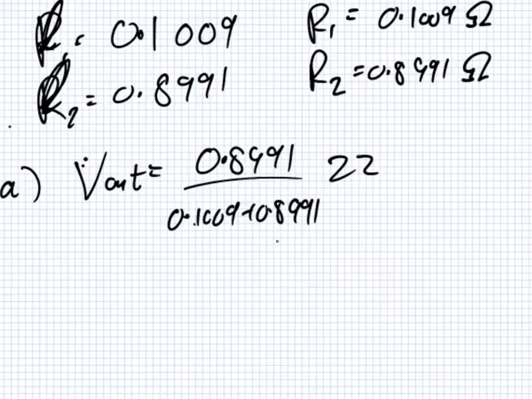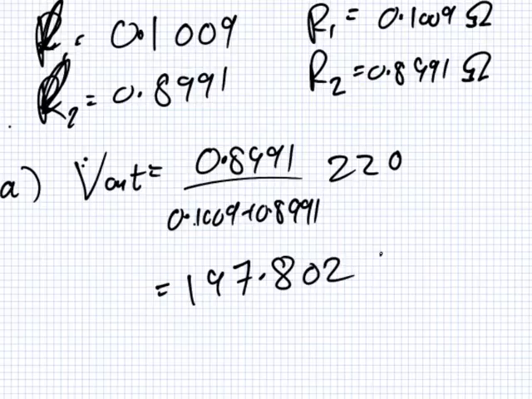Sorry, that should be 220. What did you get for 1? 197? Yeah, by 802. Okay, what's the next part? Power output of the losses.